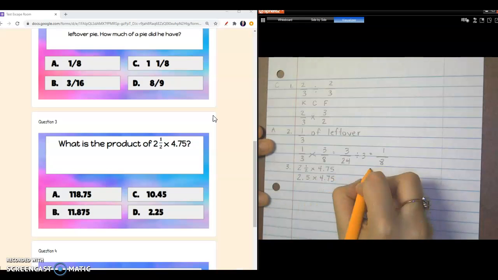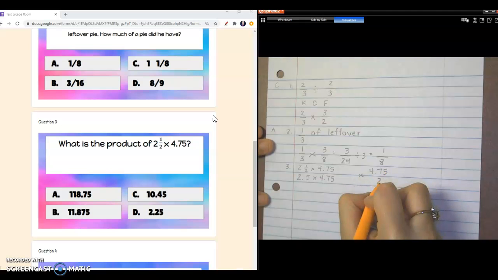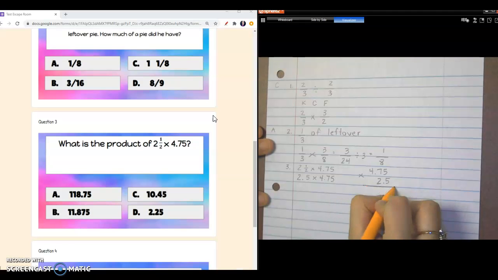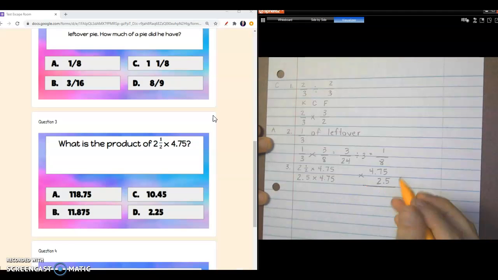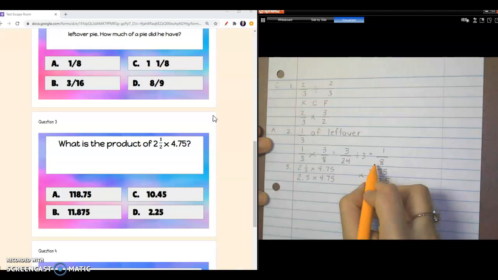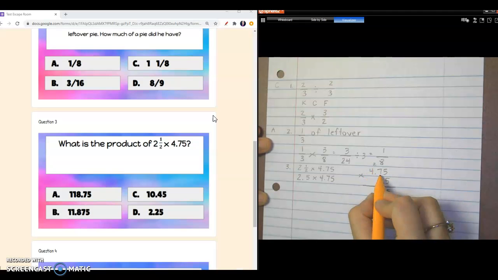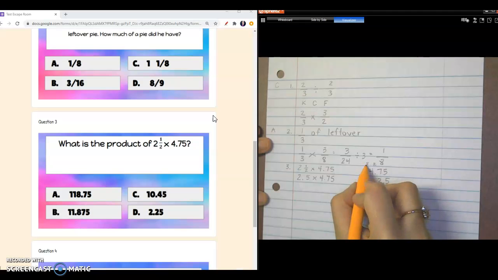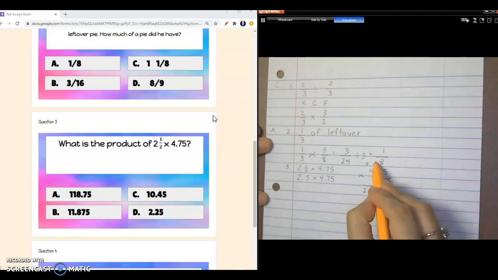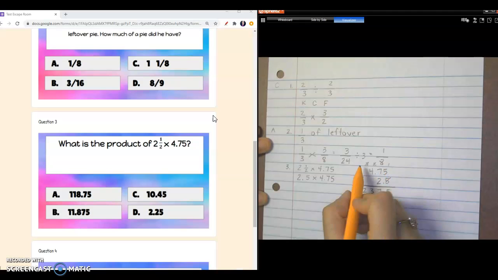And now to multiply, the number with the most digits goes on top, and we line up our digits. We don't line up our decimals. And we multiply. 5 times 5 is 25, carry the 2. 5 times 7 is 35, plus 2 is 37. 5 times 4 is 20, plus 3 is 23. I'm done with these. Put my 0 down. 2 times 5 is 10, carry the 1. 2 times 7 is 14, plus 1 is 15, carry my 1. 2 times 4 is 8, plus 1 is 9.